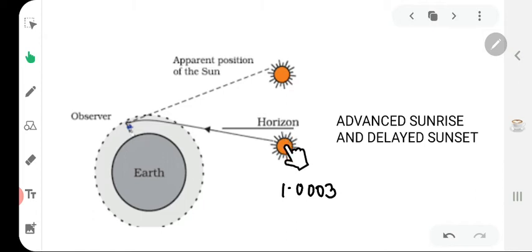So this is the actual position of the sun near the horizon, but how is it seen by the observer? It is above. So that's why for us sunrise happens 2 minutes before and sunset happens 2 minutes after. So in total we have 4 minutes more duration for the day.